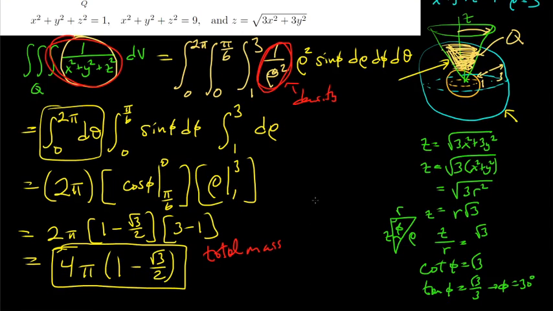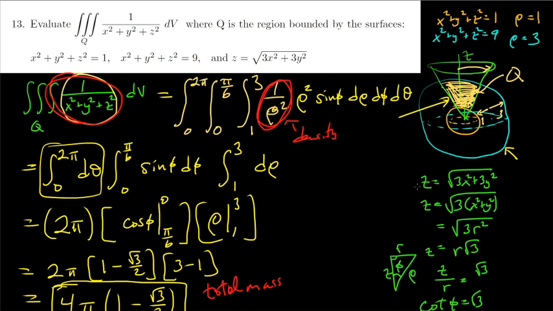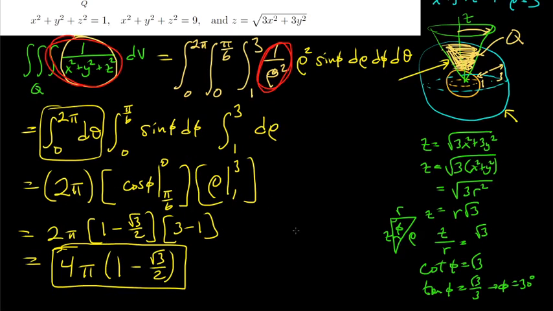Okay, so that's sort of the interpretation here, right? We're integrating 1 over rho squared. So, all right, either way, this is the value of that triple integral. All right, moving on to number 14.